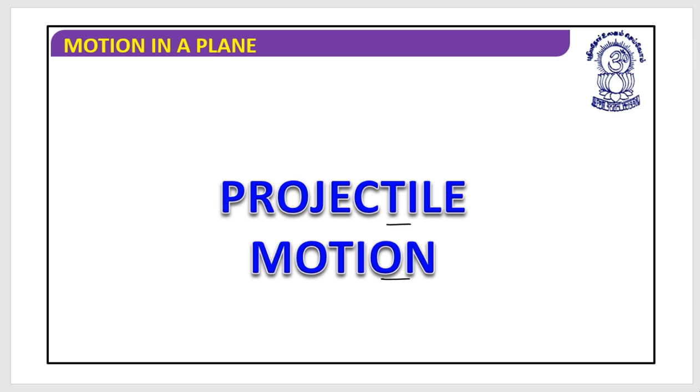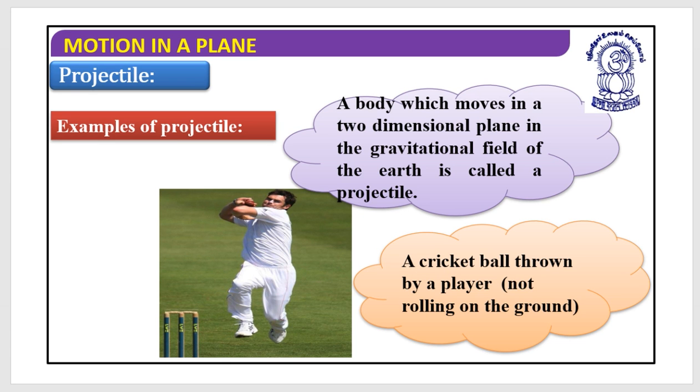So let's begin with projectile motion. What is it? Before we define projectile motion, let's have an example. Suppose a cricket ball has been thrown by a player. I'm not talking about rolling on the ground. I'm talking about throwing, where one of the fielders, maybe on the boundary, has thrown the ball to the keeper or to the bowler.